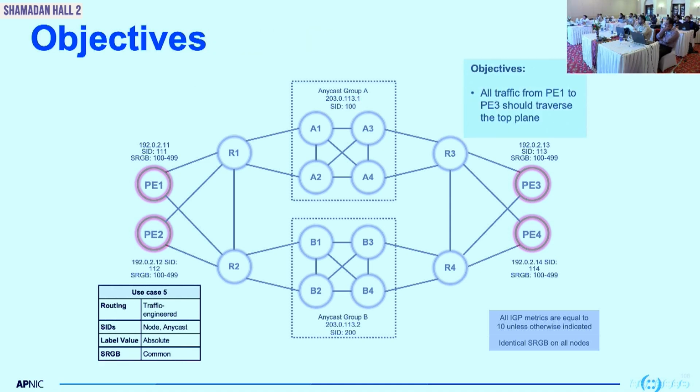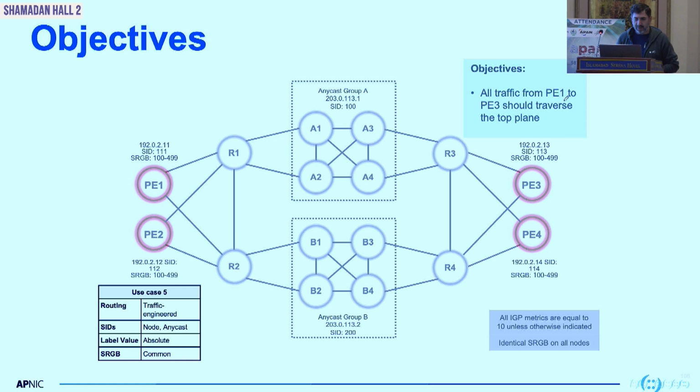So what is our objective in this case? All traffic from P1 to P3 should traverse the top plane. What is our top plane in this case? We are saying the traffic should go through these 4 set of nodes, and the path should be from P1 to P3. So it should go from here and finally reach P3.